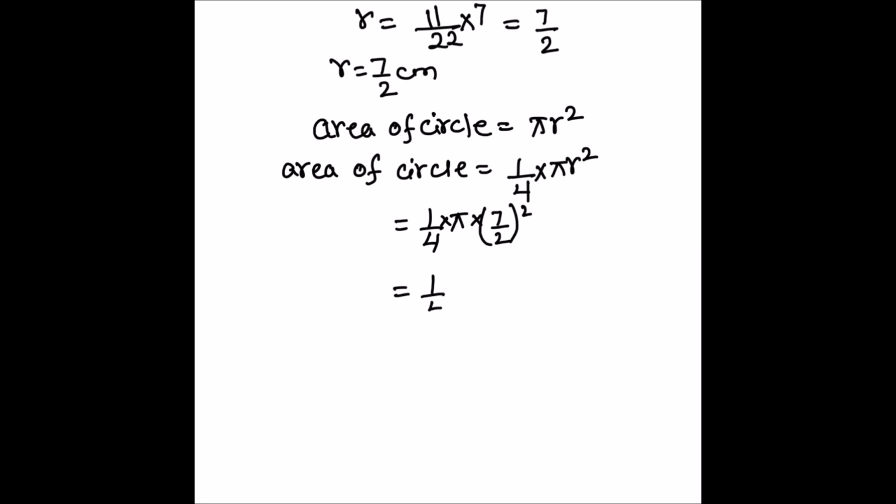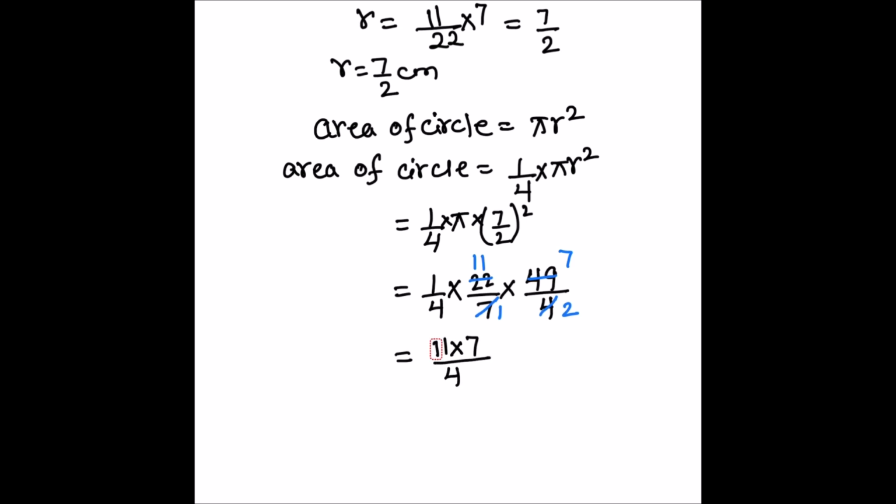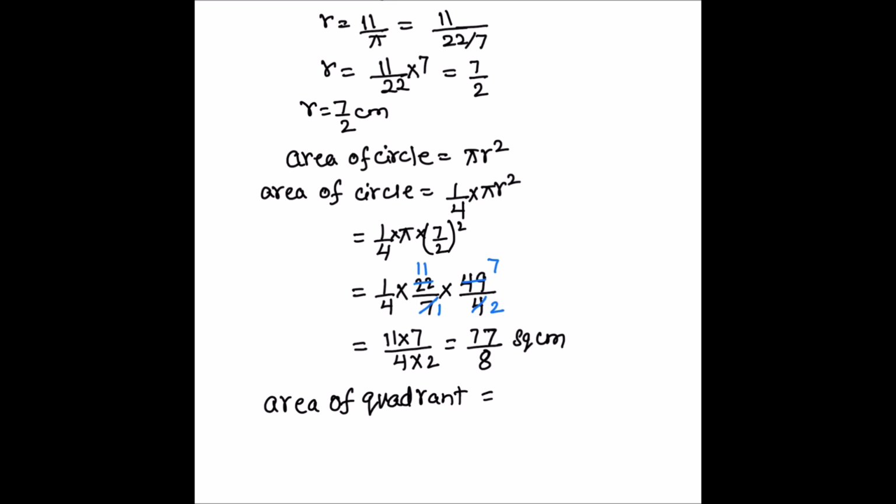This is 1/4 times 22 upon 7. Pi, the value of pi is 22 upon 7. Times 7 times 7 is 49, and square of 2 is 4. Here we can cancel out few numbers. There is a common factor of 7 in between 7 and 49. 7 times 7 is 49. And a common factor of 2 between 4 and 22. 2 times 2 is 4, and 2 times 11 is 22. So the numerator will be 11 times 7, and denominator will be 4 times 2. So the area of quadrant is 77 upon 8 square centimeters.